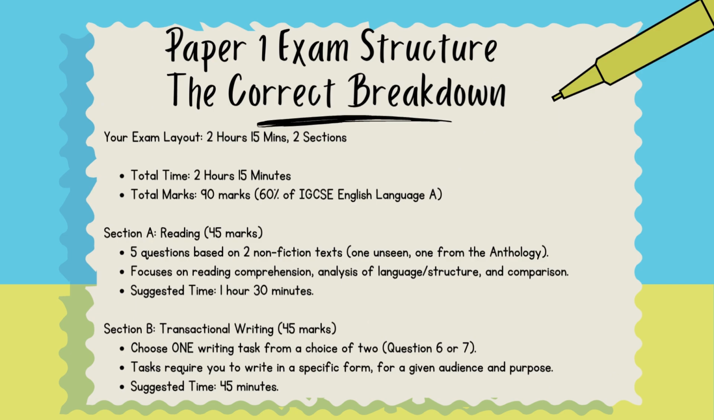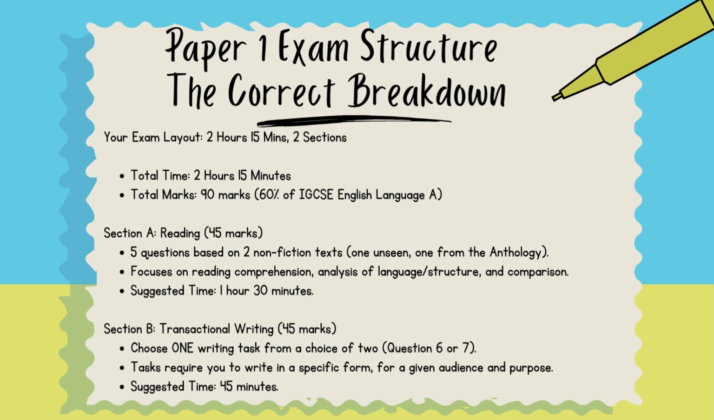Section A, which is reading. This section focuses on your reading comprehension and analysis skills. You'll be given 2 non-fiction texts, one unseen and one from the Pearson Edexcel English Anthology. You will answer 5 questions based on these texts. These questions will test your ability to select information, analyze language and structure, and compare writer ideas and perspectives. For this section, you are advised to spend about 1 hour and 30 minutes, including reading time.